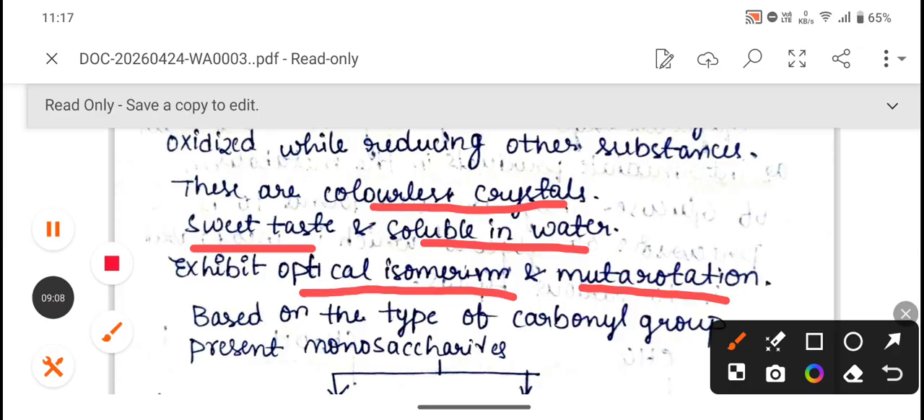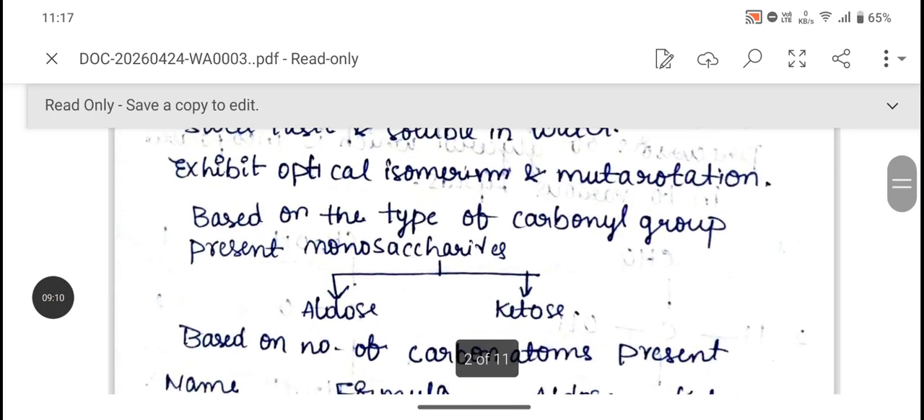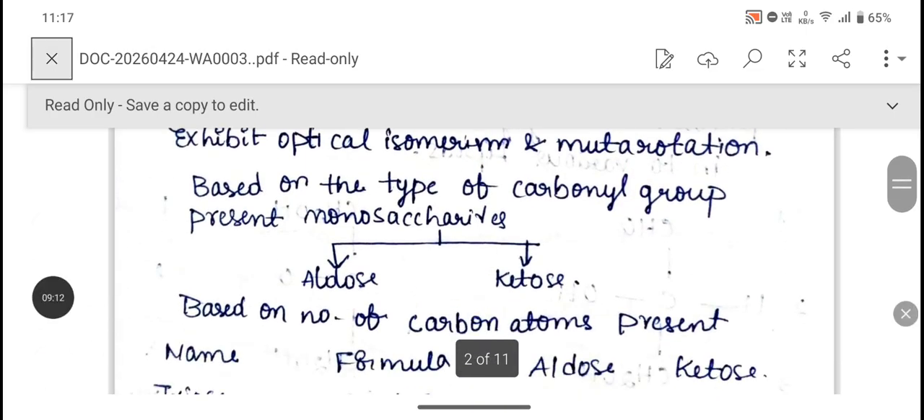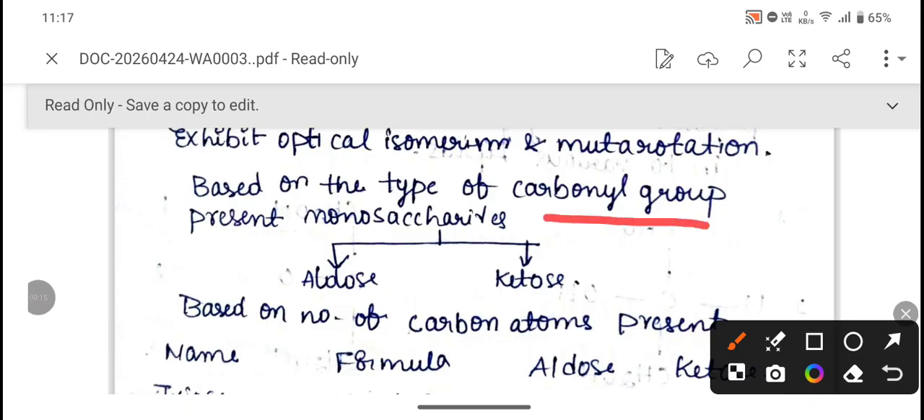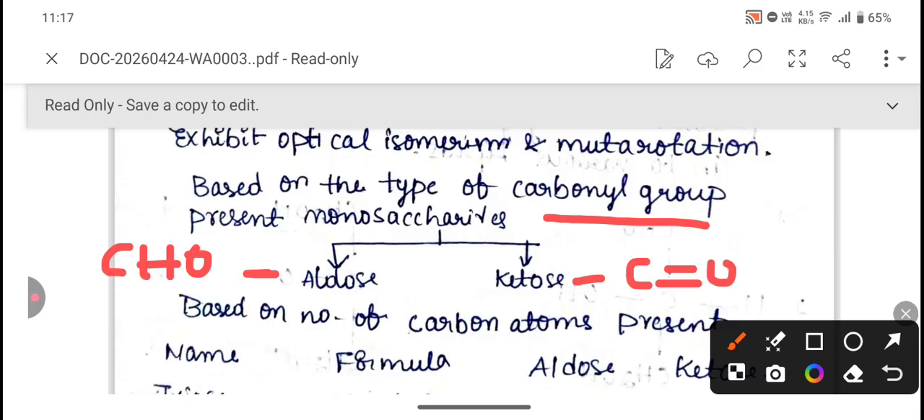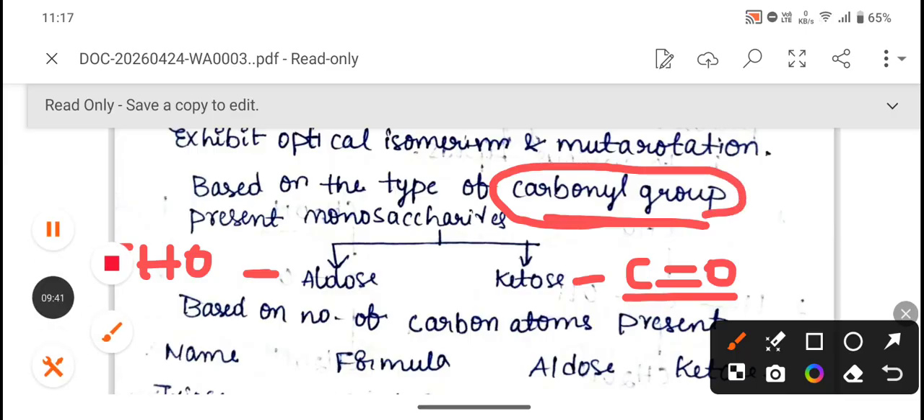So here, when you see the classification of a monosaccharide based upon the carbonyl group, these are classified into two types: aldoses and ketoses. The aldoses are the kind of monosaccharides which consist of an aldehyde group in their structure, and the ketoses are those which consist of C double bond O, which is a ketone group, in their structure. So based upon these carbonyl groups, they are divided into aldoses and ketoses.